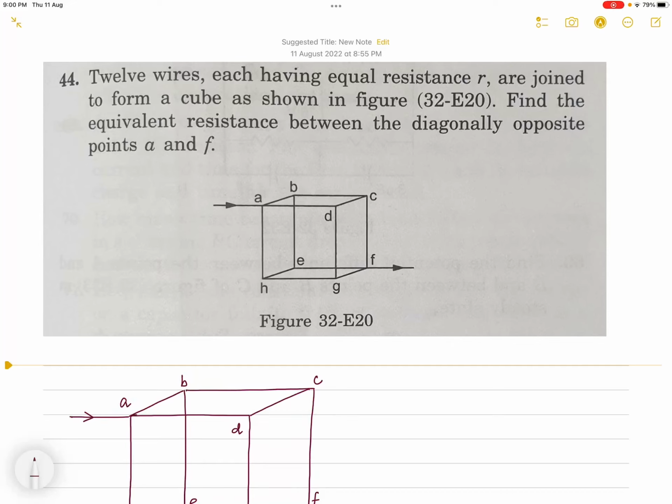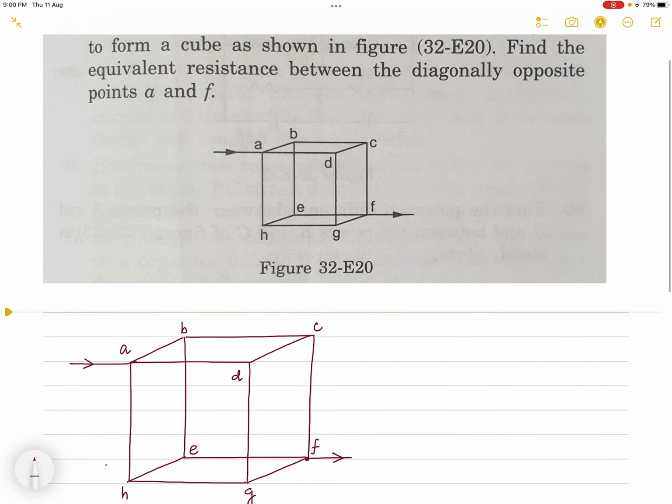Hello students. So the question that we have here today says 12 wires each having equal resistance R are joined to form a cube as shown in the figure. Find the equivalent resistance between the diagonally opposite points A and F. So we'll try doing this question using two ways.